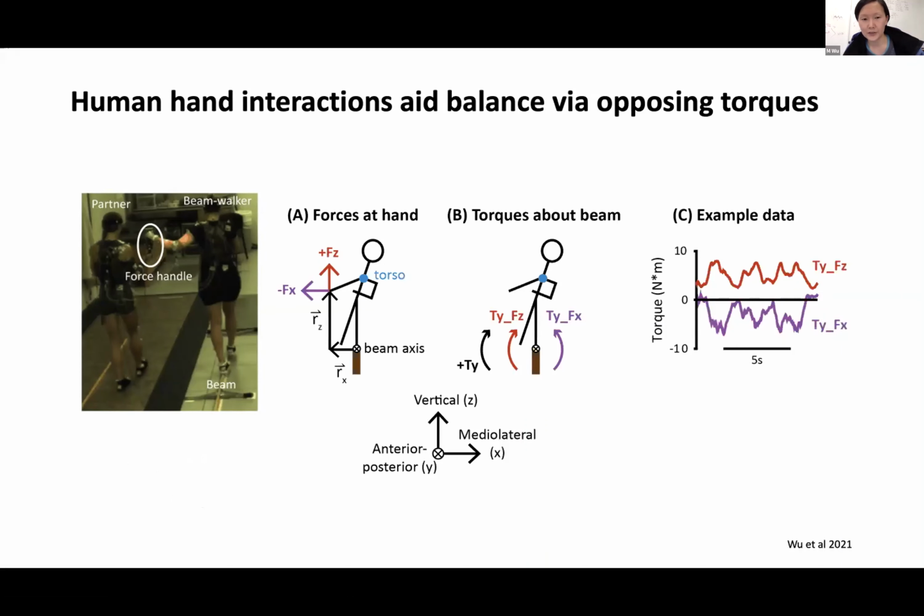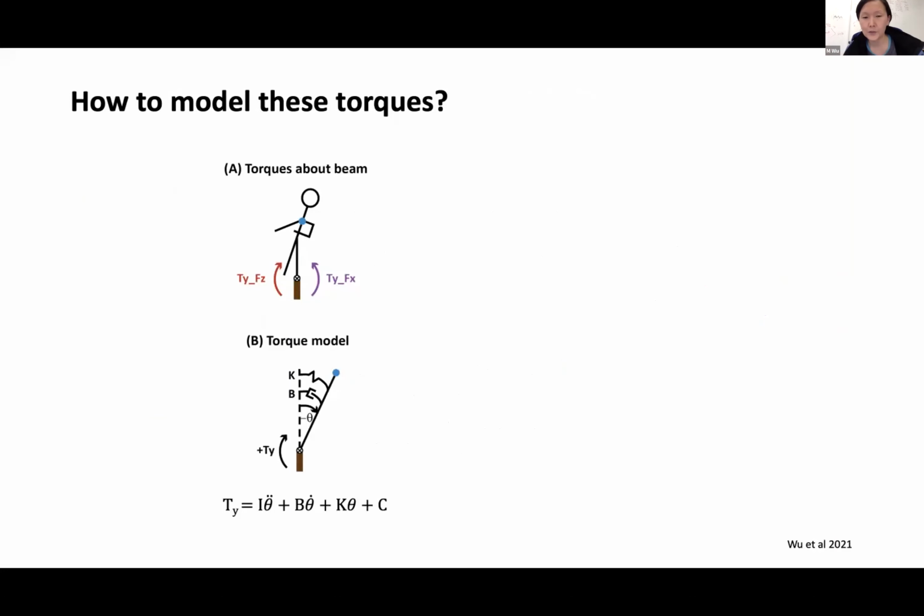When we measure the forces at the hands, we found that the lateral Fx and vertical Fz contributions created these opposing torques about the beam axis, acting on the beam walker's body. Now I'm showing some time series data, and you can see that while the torques tend to oscillate back and forth, in general, there's this offset that is opposite in sign due to Fx and Fz. So then we wanted to model these torques.